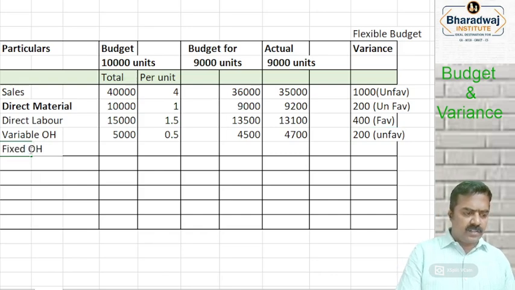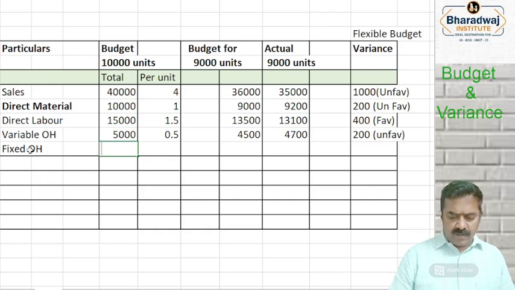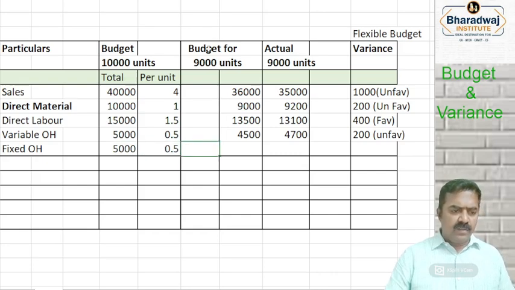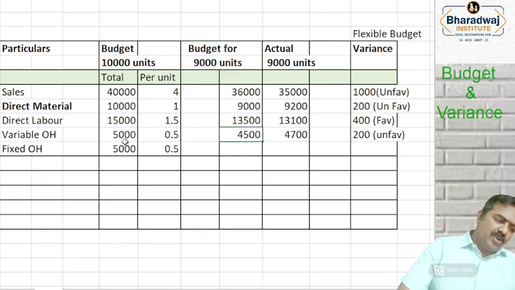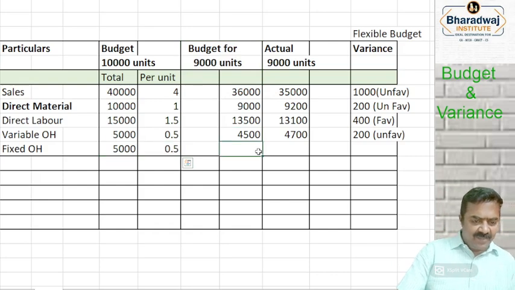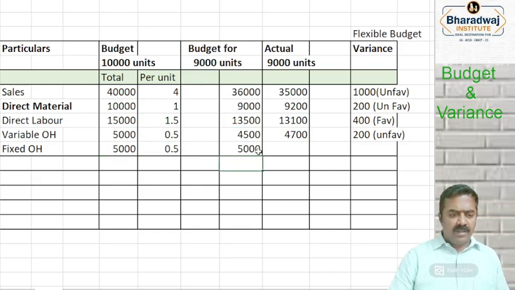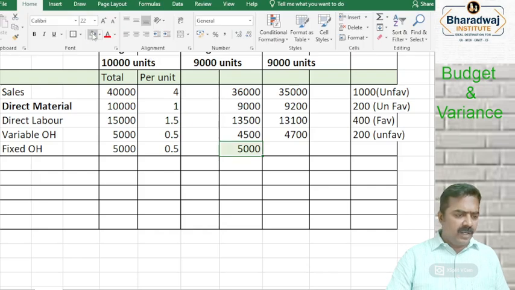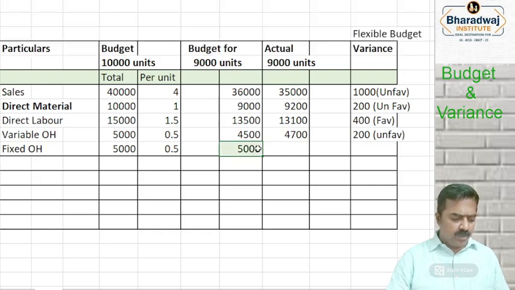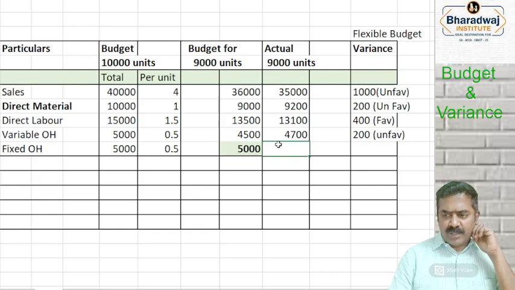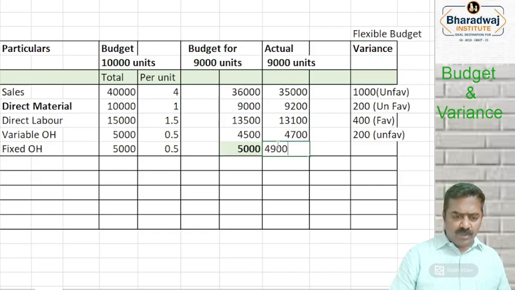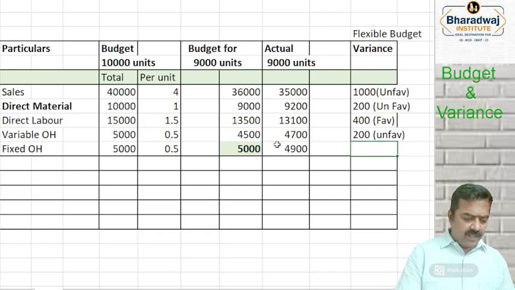What is the next one? Fixed overheads. Total is how much? 5,000. For 9,000 units, what will be the fixed overheads? Don't say 9,000 into 0.5. Fixed overheads will remain the same. It will not change with output. So fixed overheads is a fixed cost, right? Actual is 4,900. So we spent less, 100 favorable.